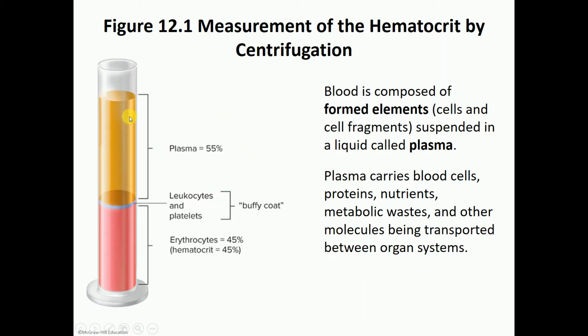So 55% of blood is made out of plasma. About 45% of blood is made out of erythrocytes or red blood cells. And in the middle, there's about 1% of white blood cells and platelets, and that is known as the buffy coat.